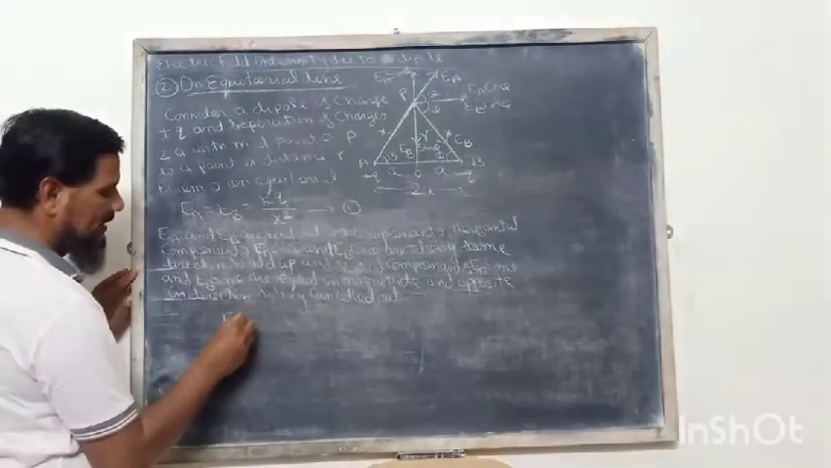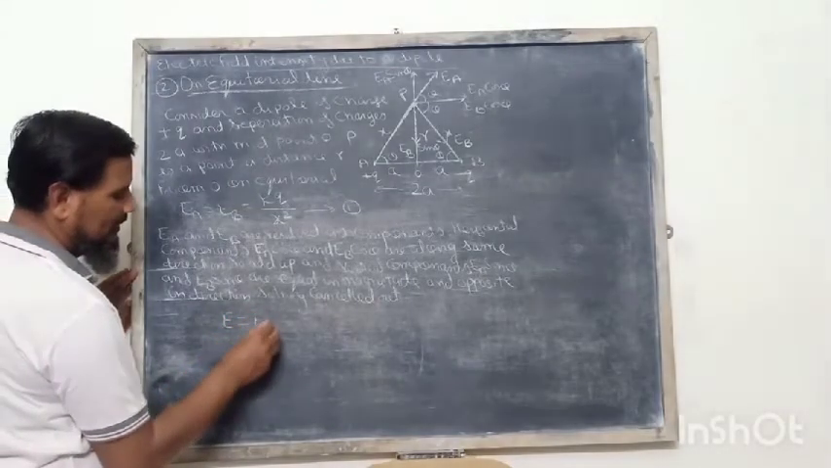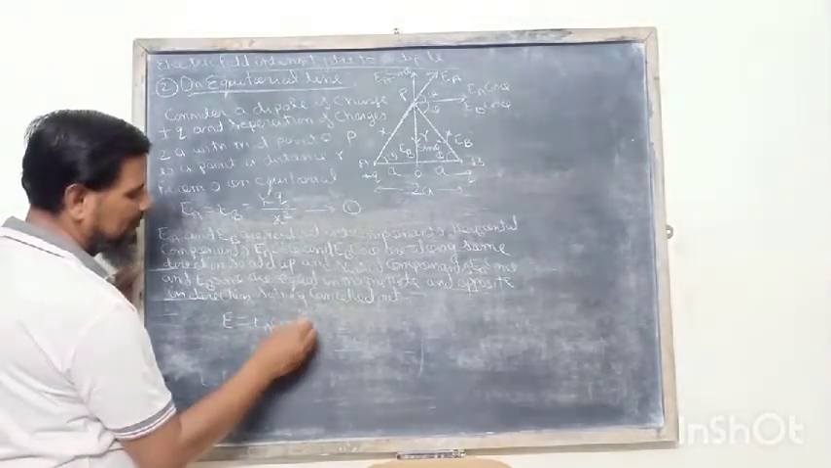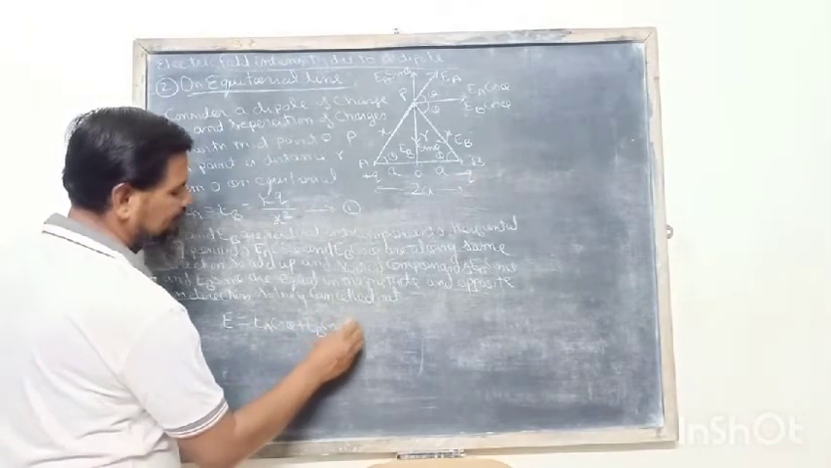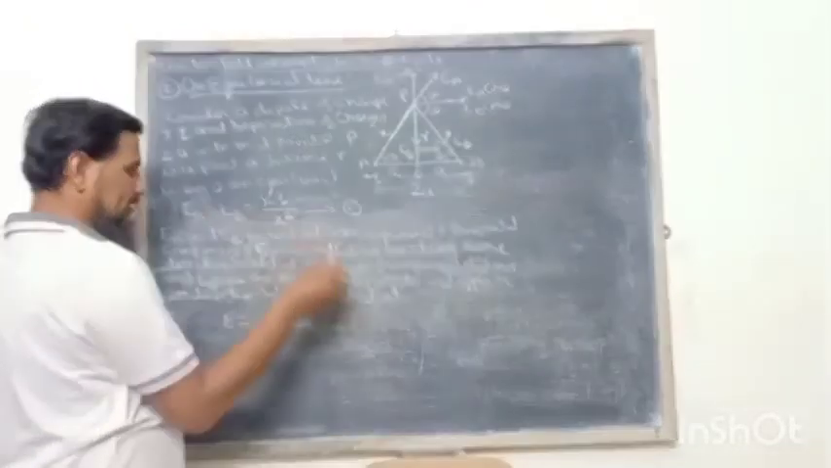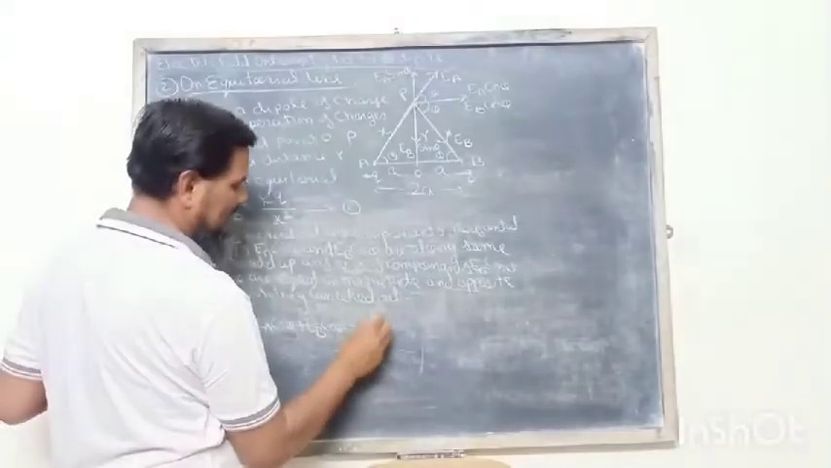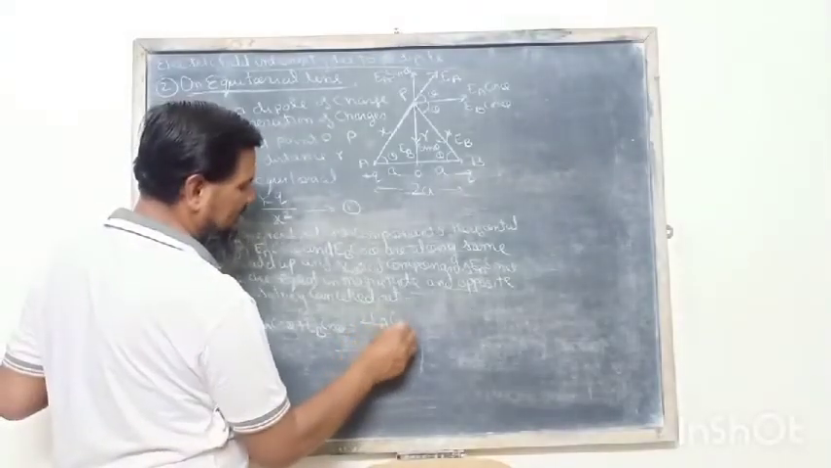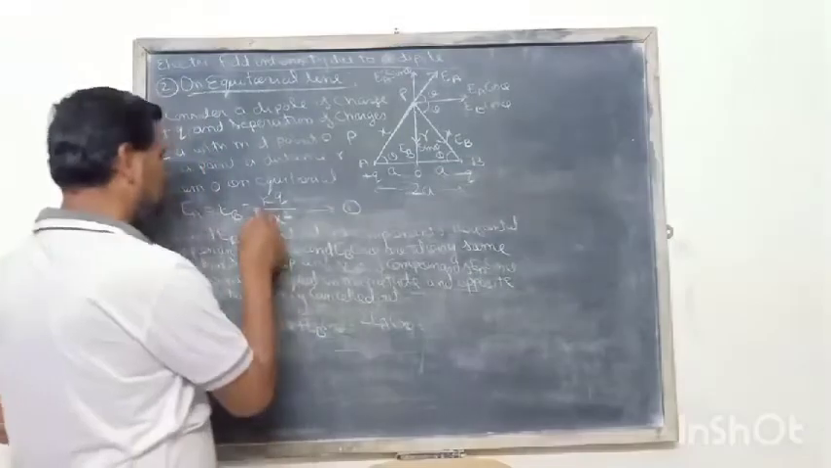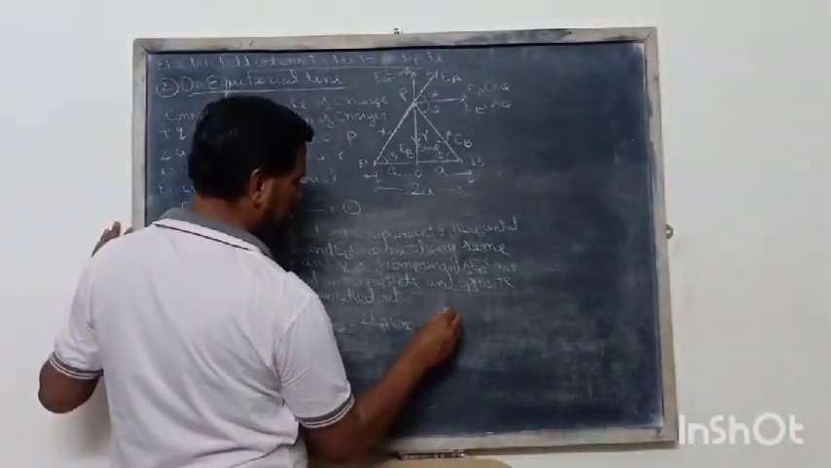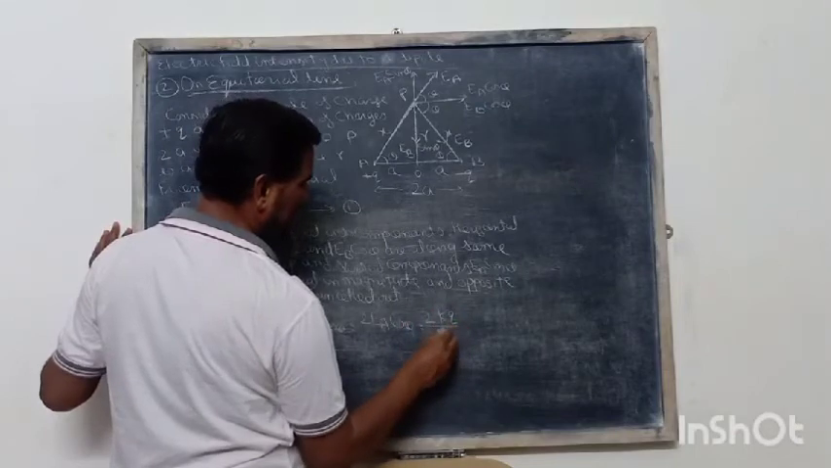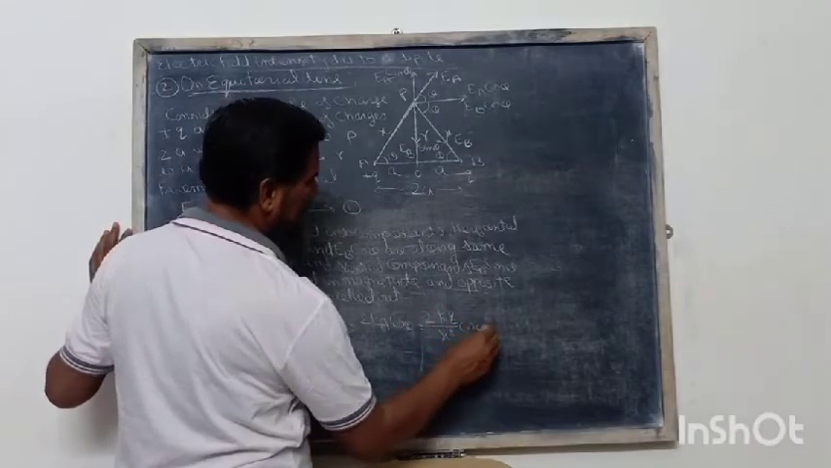So net electric field will be EA cos theta plus EB cos theta, and we know that EA and EB are equal, so we can write here 2EA cos theta. And now we can put the value of EA or EB as kq upon x square cos theta.